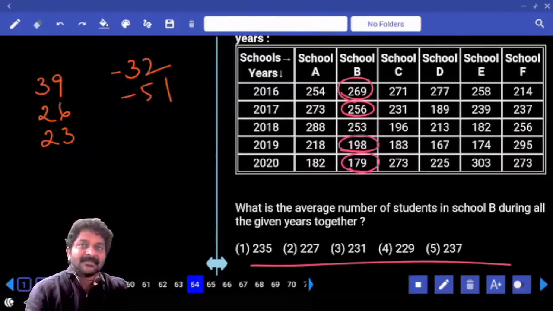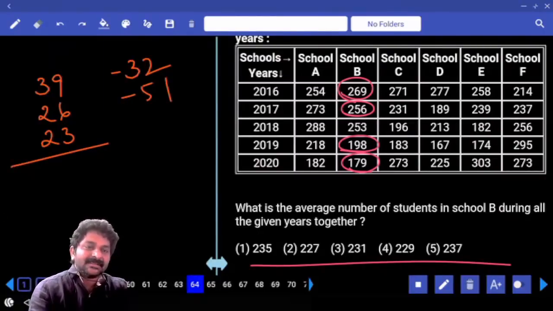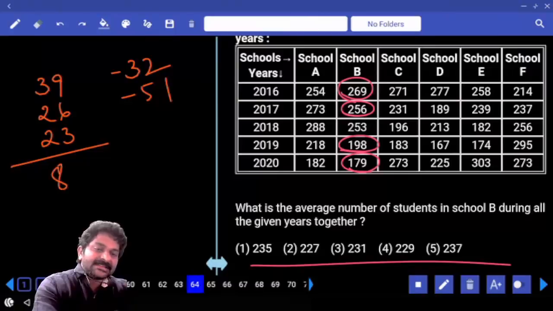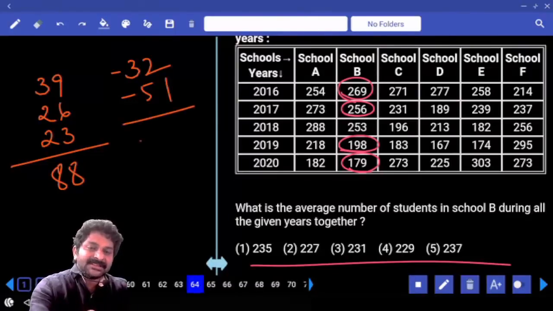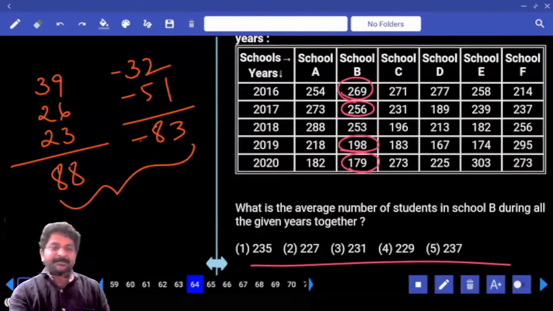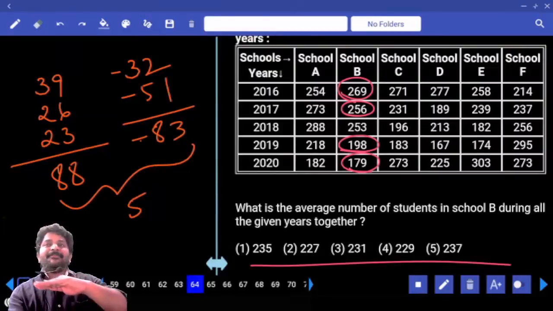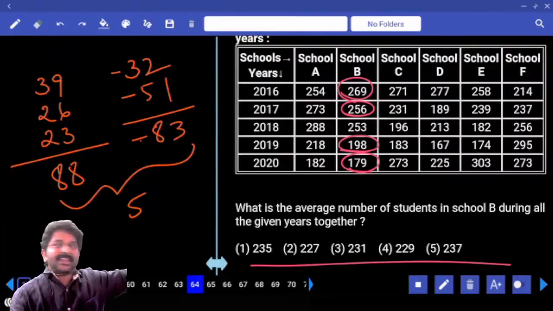51 less. Total positive numbers 30, 20, 20, 70, 79, 85, 88. And negative numbers 83. So when you consider both negative numbers and positive numbers, how much is left? 5. So after making every number 230, you are still left with 5.